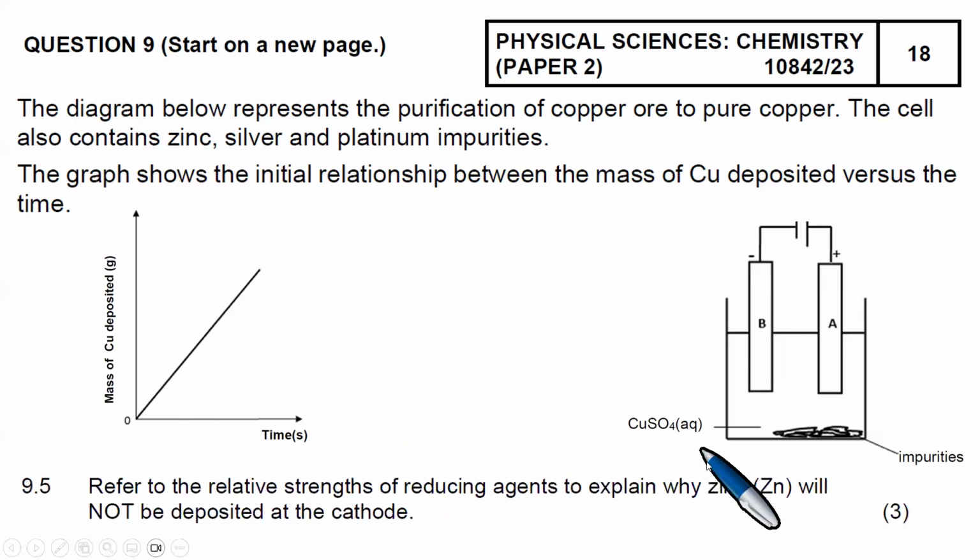Now we look at 9.5. Refer to the relative strengths of reducing agents to explain why zinc will not be deposited at the cathode. Right, let us look at this here.